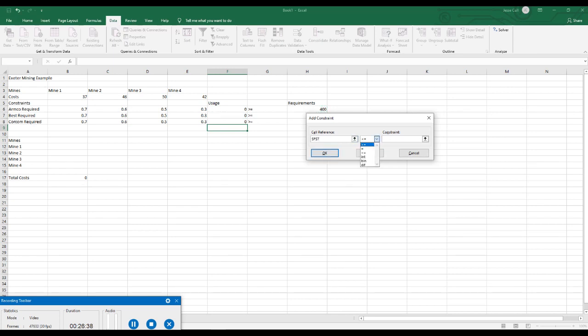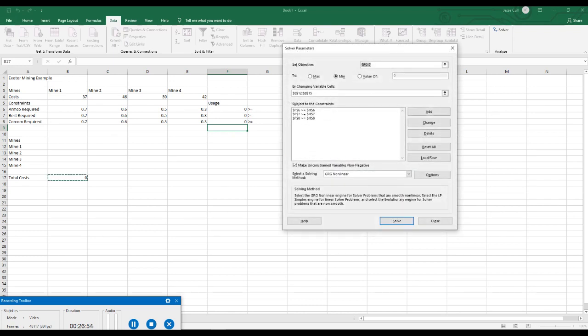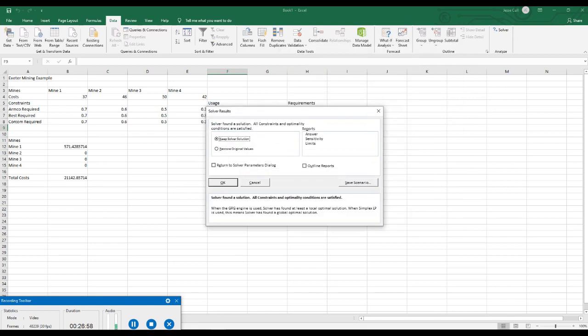Usage must be greater than or equal to H7. And our usage must be greater than or equal to H8. Simplex LP, and we hit solve. Once again, we have identical numbers. The problem is satisfied. Constraints and optimality conditions are satisfied.